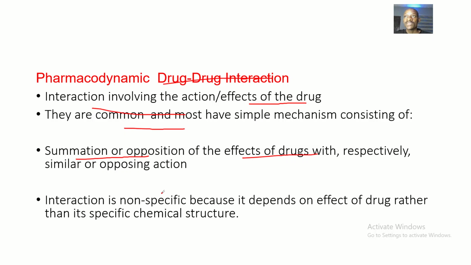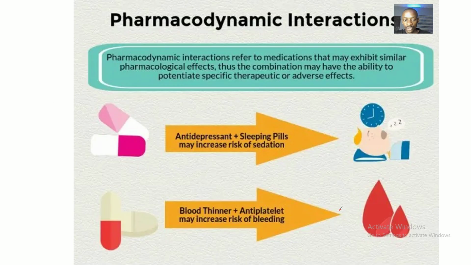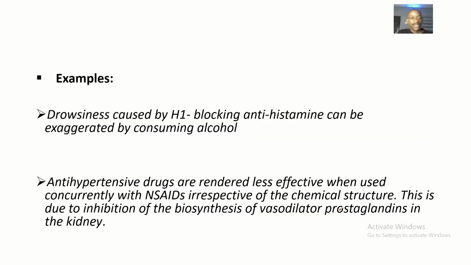So if the drugs have similar action, then they will summate. If they have opposing actions, then they will tend to inhibit each other and all that. So the interaction is non-specific because it depends on the effect of the drug rather than its specific chemical structure. Okay. So guys, what are the examples of this pharmacodynamic drug-drug interaction?